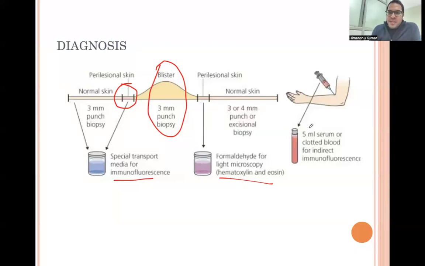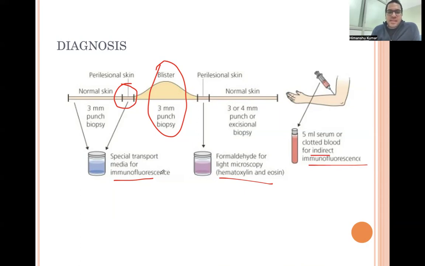The third form of diagnosis is doing an IIF or ELISA, where we check for antibodies. For this, we just collect peripheral blood samples from the veins. Mainly here we are looking for antibodies. Serology, for example, against desmoglein 1, desmoglein 3, or the other antibodies possible.